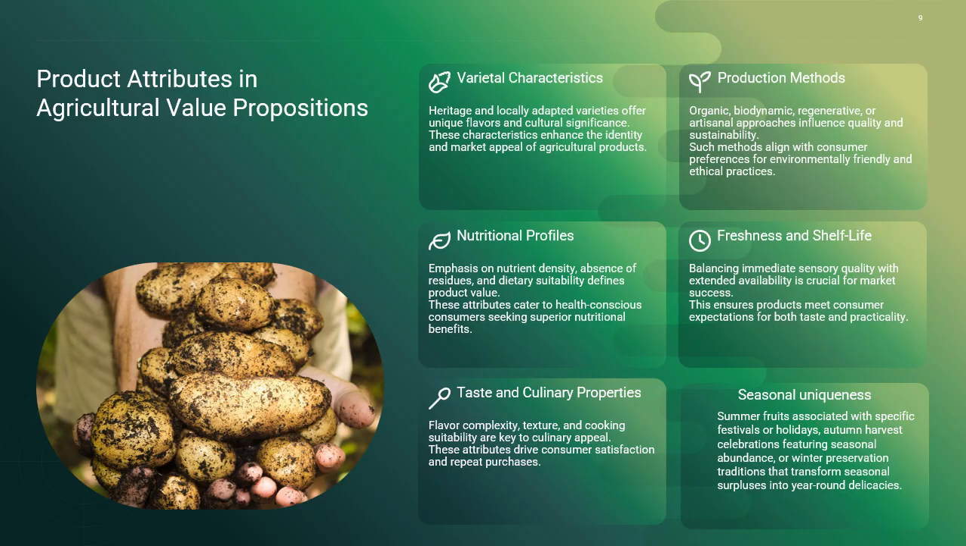Production methods increasingly influence product quality and sustainability. Organic, biodynamic, regenerative, or artisanal approaches create distinctive products that align with consumer preferences for environmentally friendly and ethical practices. Grass-fed beef from Carpathian mountain pastures, for example, develops flavor profiles and nutritional characteristics distinct from conventionally raised animals, while also providing animal welfare advantages and ecological services that certain customer segments highly value.